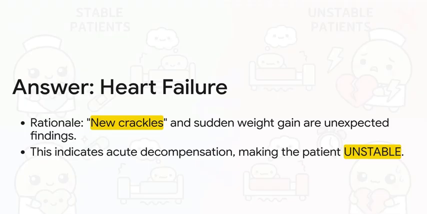The clear priority is the heart failure patient. And here's why. New crackles and a sudden 2-kilogram weight gain, that's over 4 pounds, are huge, unexpected signs of acute decompensation.